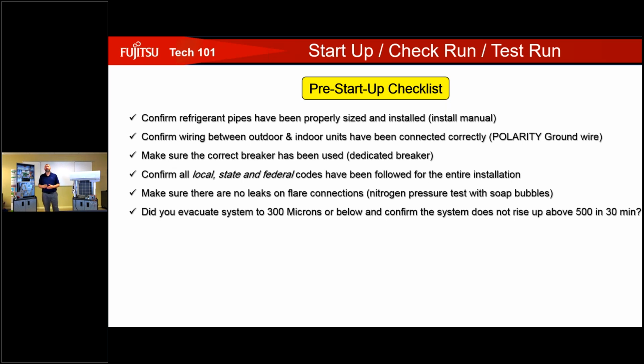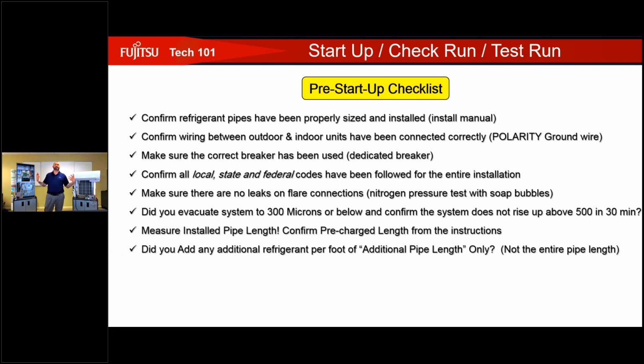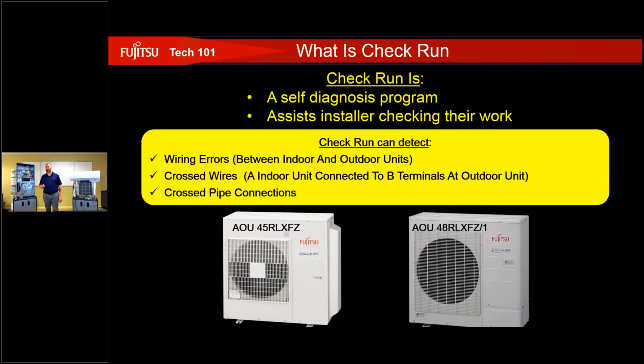All right. Another thing, you don't want to end up having to go back because they failed an inspection or something like that. Did you evacuate to 300 microns? So on and so forth. You're just basically going to go through there and make sure everything is up to your standards, up to Fujitsu standards, up to my standards.